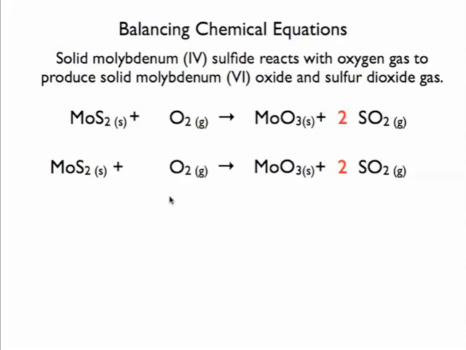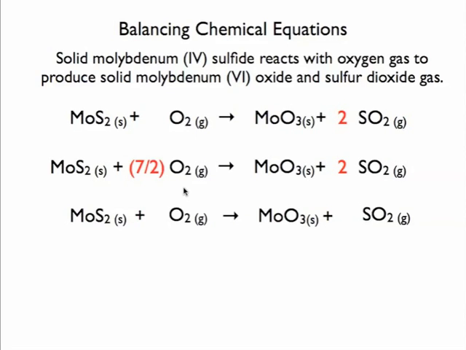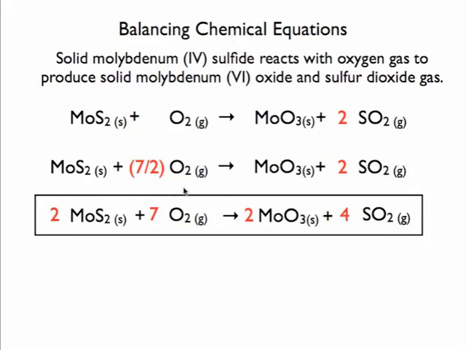So now coming down here, now that we've got molybdenum balanced, sulfur balanced, let's look at the oxygen. 3 plus 4 gives us 7 oxygen atoms, so we'll need a fractional coefficient here because of the diatomic oxygen. Now, in order to get rid of that fractional coefficient, multiply everything through by 2 to give you 2, 7, 2, and 4. And now you have a balanced chemical equation.